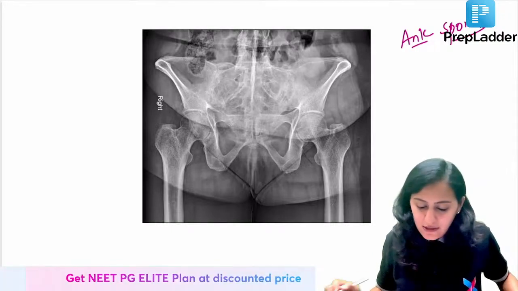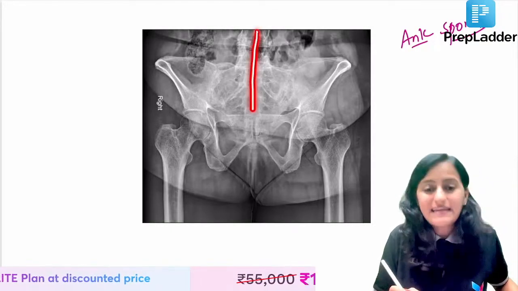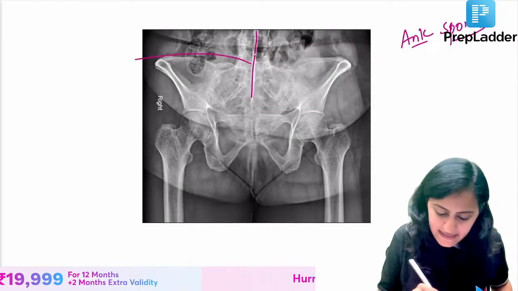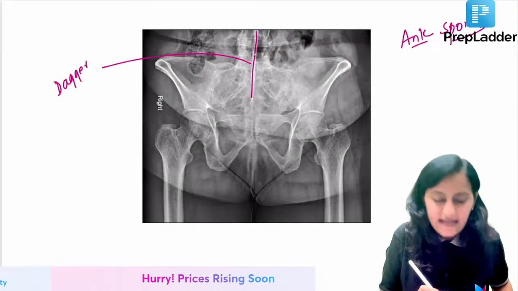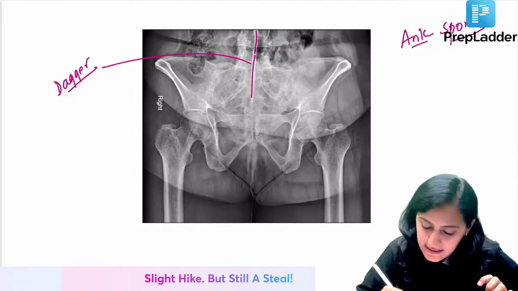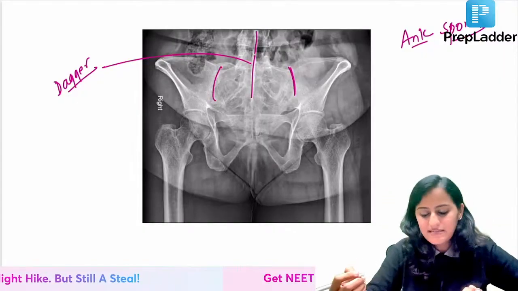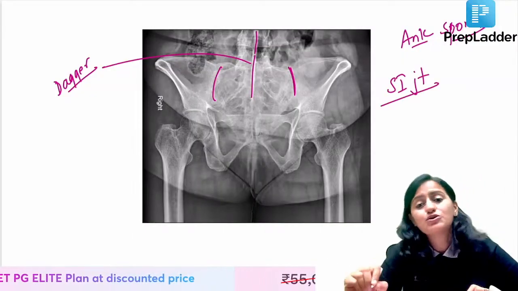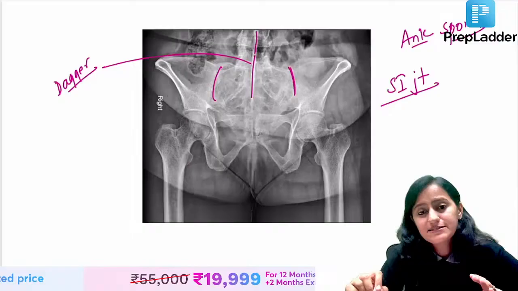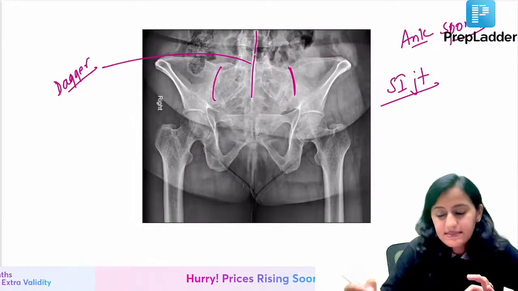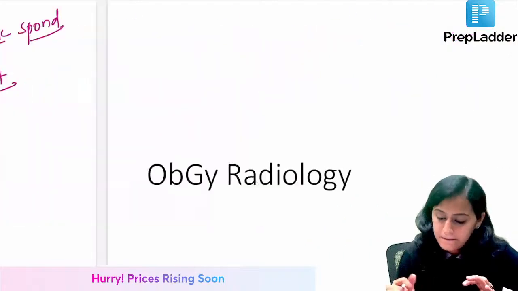Okay, ankylosing spondylitis. Why? Can you see this white line in the center? Right, look at the white line in the center. That is the dagger sign that you are seeing, the ossification of the interspinous ligaments happening there. There is fusion of the SI joints which happens. Ankylosing spondylitis starts in the SI joint, the sacroiliac joint, right? Sacroiliitis hota hai. Dagger sign dikhegi. This is ankylosing spondylitis. Okay, very, very important.